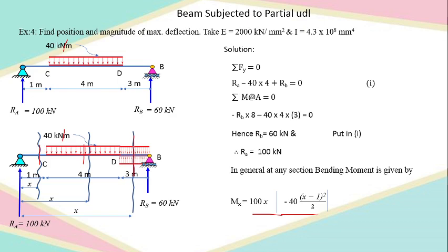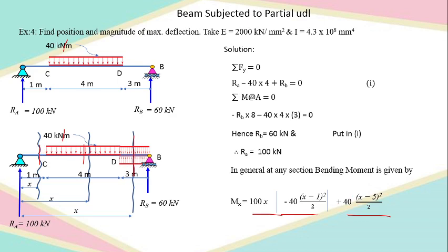Now when I talk about this particular section, we have to take the moments of all the forces on the left hand side. So RA into x minus 40 into (x minus 1) whole square by 2, and after getting this, we have to take the last moment, that is for this UDL. Actually this is not the last, one more UDL moment is to be taken. So 40 into (x minus 5) whole square by 2. All of you getting?